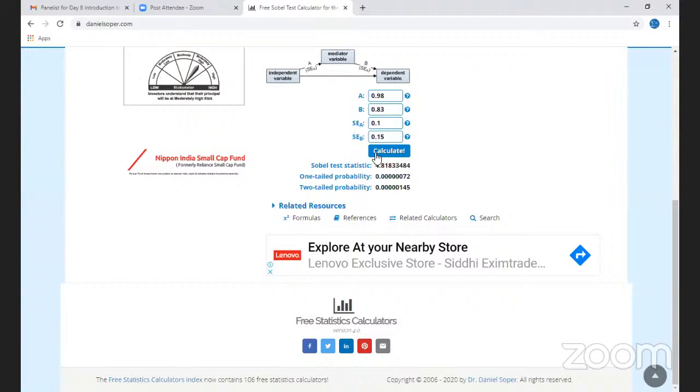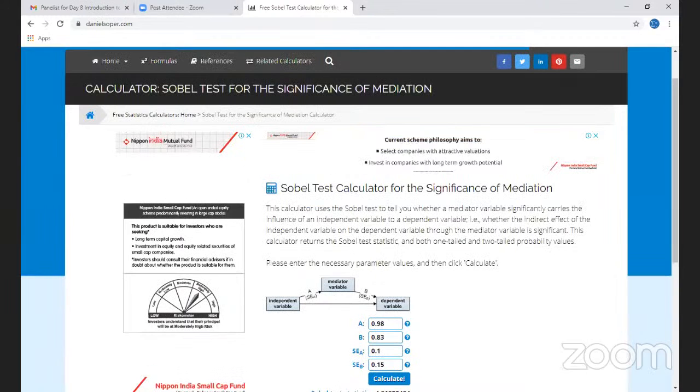So this is about the Sobel test. Now after the break, we will take case studies, 3 case studies we will cover, where there is no mediation, partial mediation, and another is full mediation.